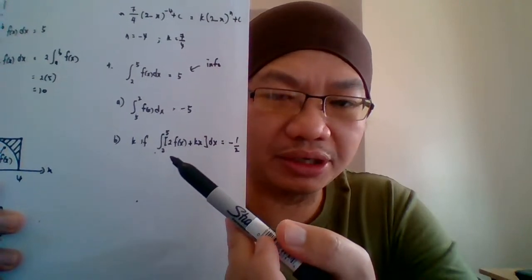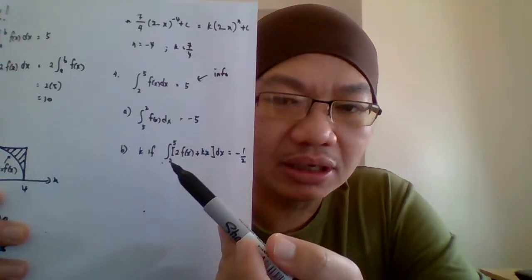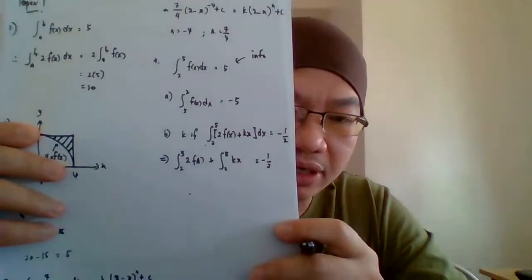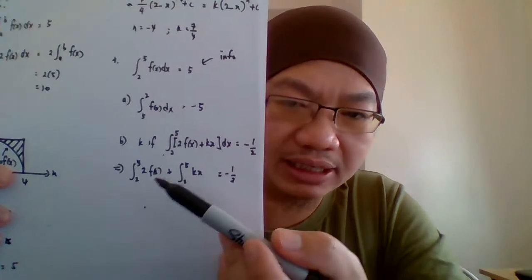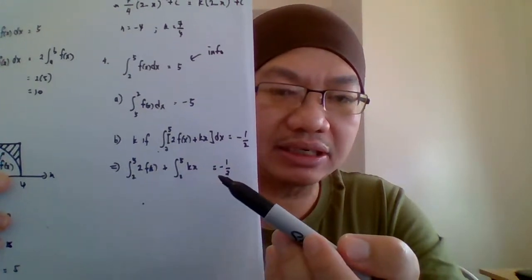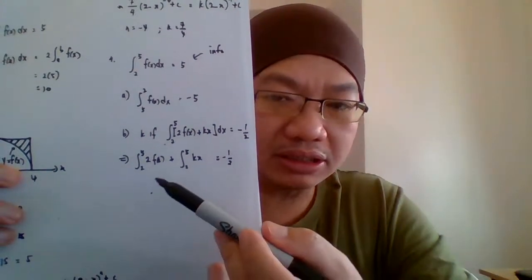According to the law of integration, what we need to do is split this, because this is a big bracket involving two different functions, 2f(x) and kx. That's why we need to split. So this is what I call splitting the equation. You just split the 2f(x), put it on one side, and the operation is plus, and the kx also, you need to integrate from 2 to 5, and this whole thing equals negative half. Now we need to do it one by one, side by side. Each equation we need to solve.